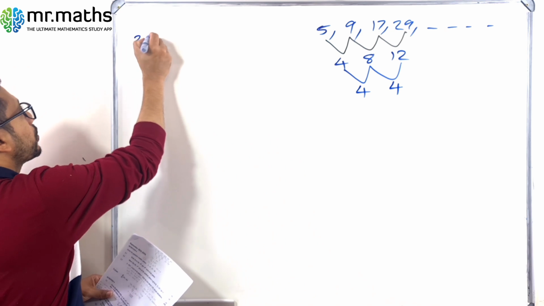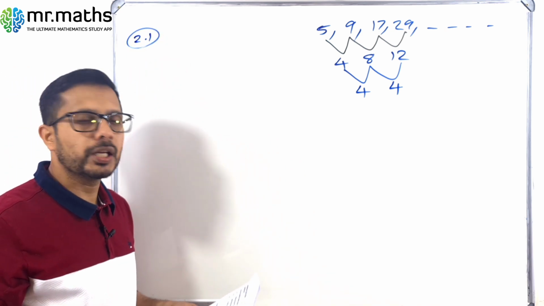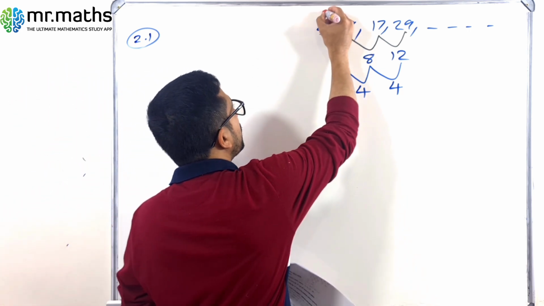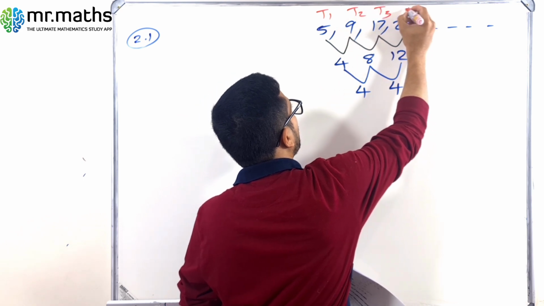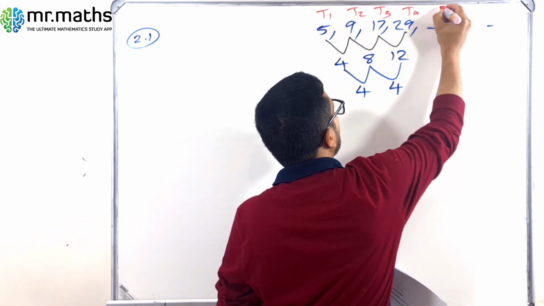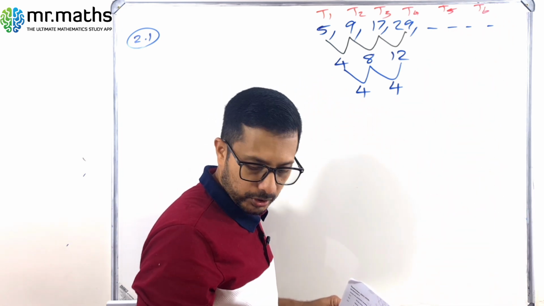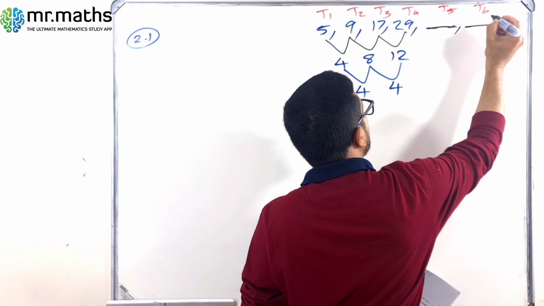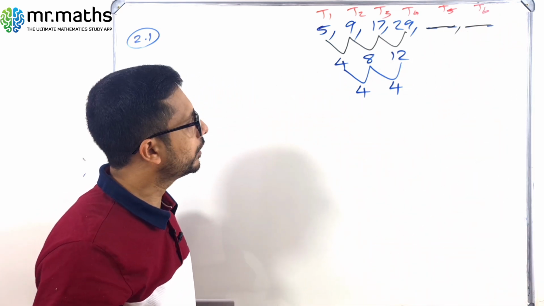Question number 2.1. Write down the fifth and sixth term of the pattern. Here we can see the first term, second term, third term, fourth term, and you have to write the fifth term and sixth term. That is the question. What is the number here? That is what you want to find. So how can we find that?